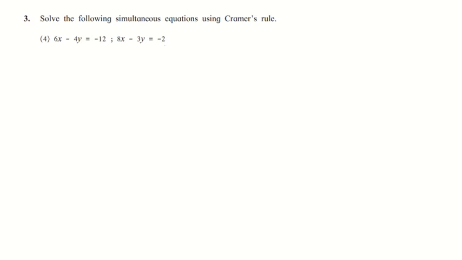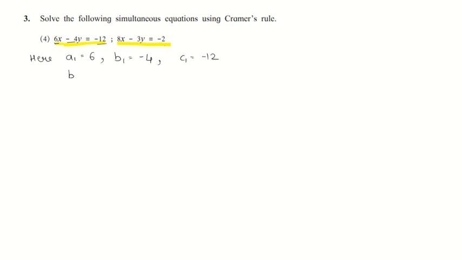Moving on to question number 4. Check the equations first to see if they are in the standard format, that is, ax plus by is equal to c. As the equations are in the correct format, we will write down the values of a1, a2, b1, b2 and c1, c2. Here a1 is equal to 6, b1 is equal to minus 4, c1 is equal to minus 12.